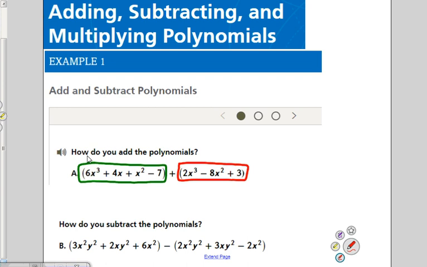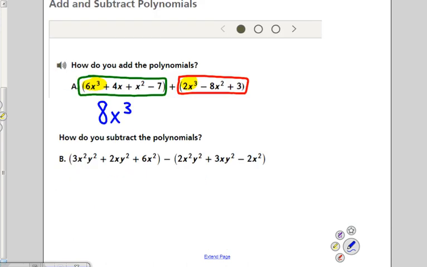So, for example, the red 6x cubed and the red 2x cubed and the green 6x cubed can be added together to make 8x cubed. Since we're adding, there's really no big trick to this one. It's when we get down to the next one where we're subtracting that you want to pay attention to this important step. Next in line is the 4x, but there's nothing in red with a 4x to add to it. So let's come back to that.